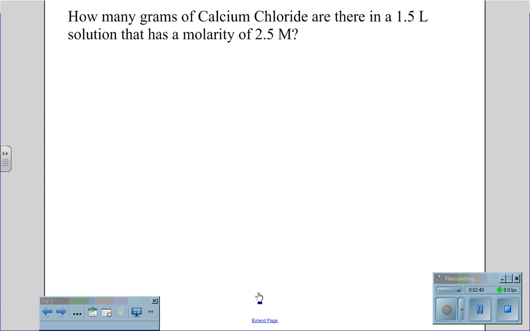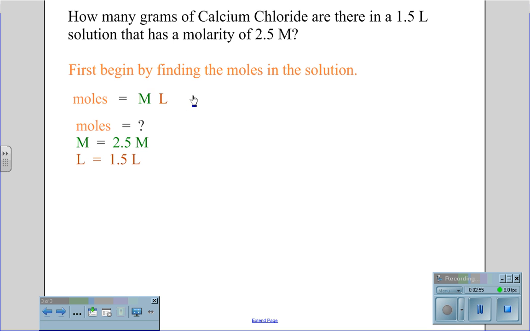If we were asked to find how many grams of calcium chloride are there in a 1.5 liter solution that has a molarity of 2.5 molar, we first begin by finding the moles in the solution. So again, we identify the equation we are going to use, moles equals molarity times liters. Identify our knowns and unknowns. In this case, we're going to first find moles. That is our question mark.